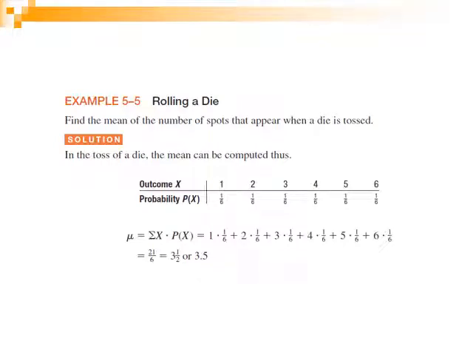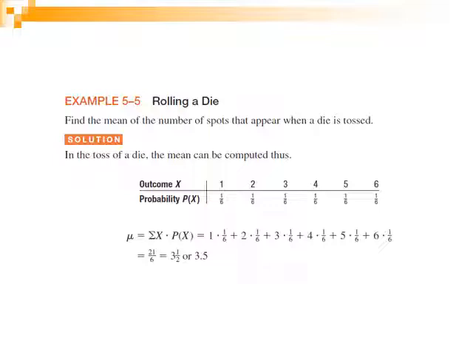Rolling a die. Find the mean number of spots that appear when a die is tossed. Now, these are the outcomes when a die is tossed, from 1 up to 6, because the die has 6 numbers, and they are all equally likely. So the probability of event 1 occurring is 1 over 6, event 2 is 1 over 6, and so on.